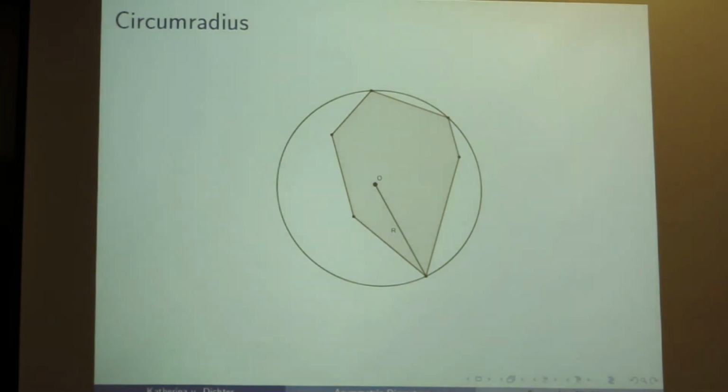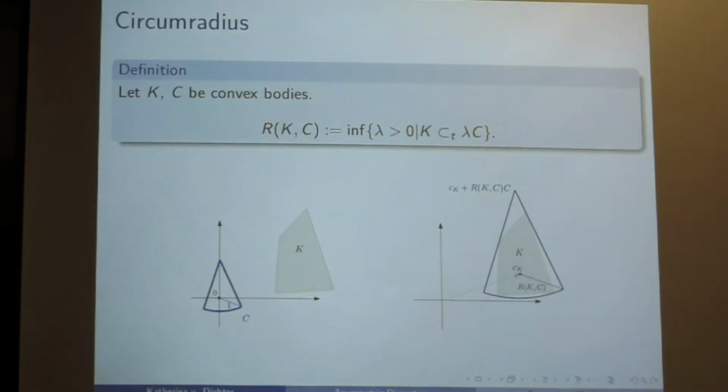This definition of the circumradius can be generalized for any two convex bodies. Instead of this circle, you can take any convex body, and this will be the definition: the circumradius of the convex body K with respect to C. When I say convex body, I mean a convex and compact set in R^n. Then we take the body K, translate the body C so that K is inscribed in C, and the rescaling factor will be this circumradius.